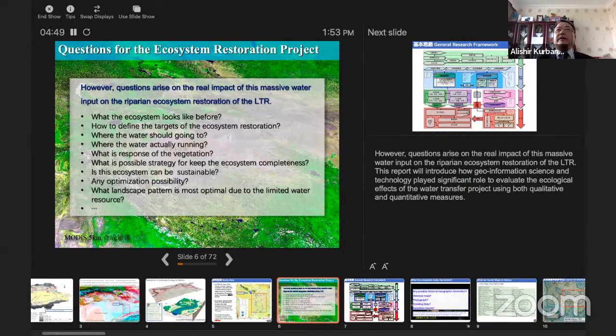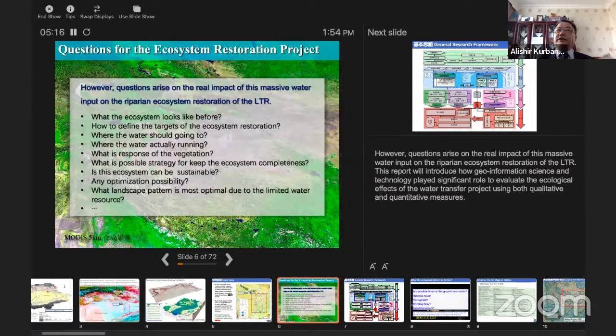So there are several questions that need to be answered. Especially, what did the ecosystem look like before it was damaged, and how do we define the targets of the ecosystem restoration? Where should the water go to, and where is the water actually running, and what is the response of the vegetation to the water transferring project?